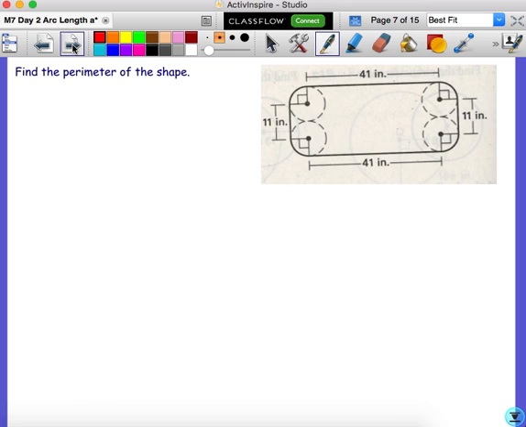Then we're going to find the perimeter of this funky little shape here. Again, look for your straightaways first. So we've got 41, 41, 11, and 11, which are our straightaways. So if I go ahead and add those together, I end up with 104.